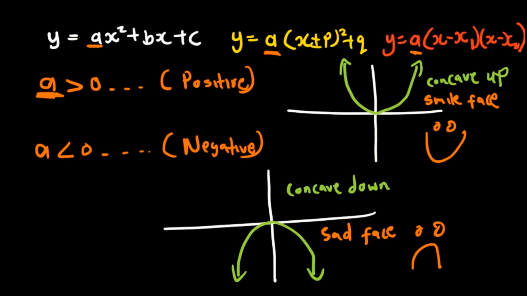If the value of a is greater than 0, then that means the gradient is positive, and you're going to have a function that is concave up. If your gradient, or your value of a, is less than 0, which is negative, you're going to have a function that is concave down.